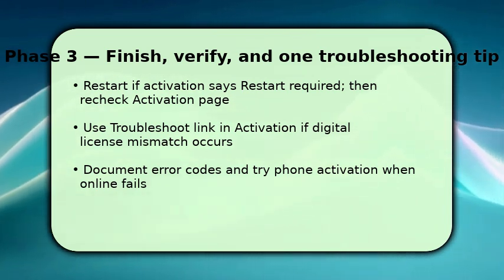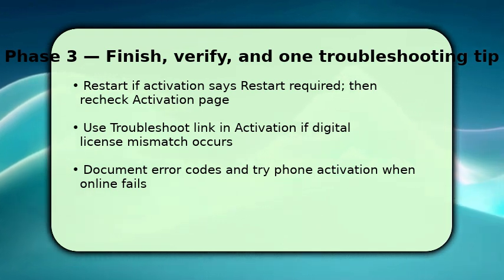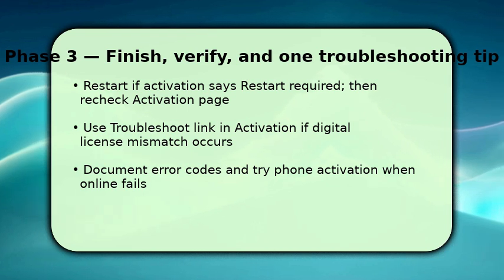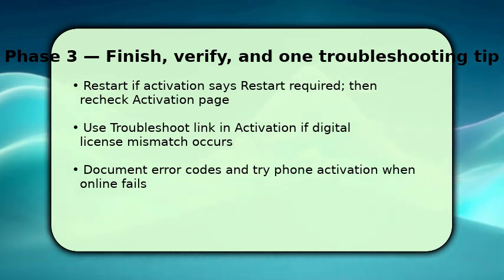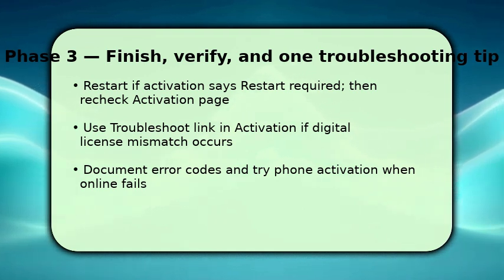If that does not help, document the error code and try activation by phone. Microsoft gives local numbers and step-by-step prompts. Keep your product key info handy. If errors persist, support will ask for those details.